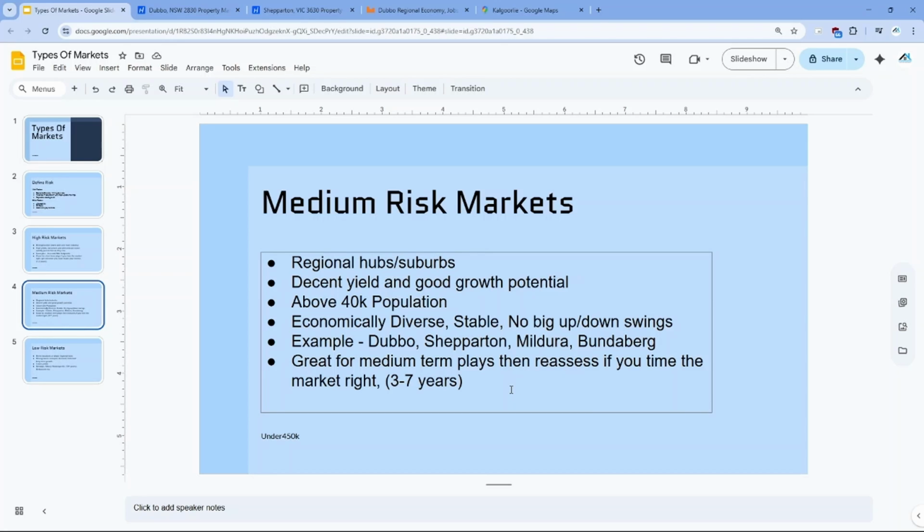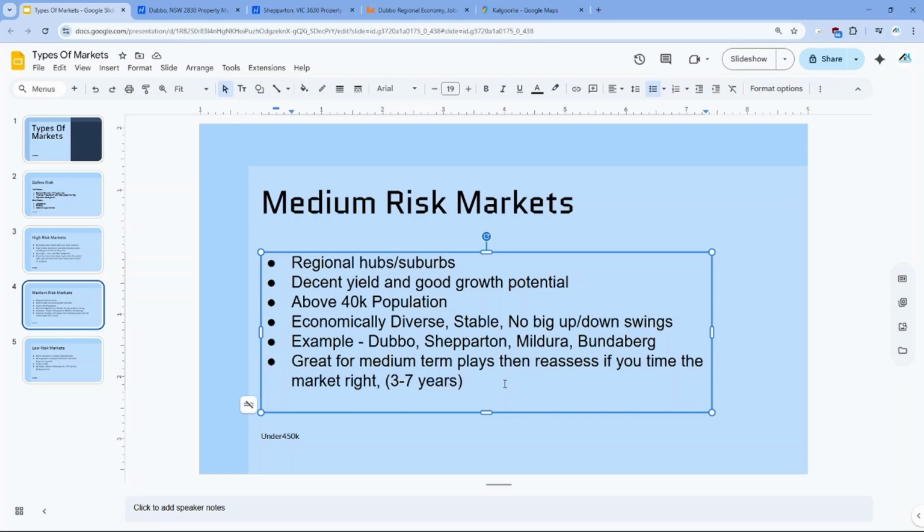But this is not all perfect sunshine and rainbows, because they are great medium-term plays, but you also need to reassess the market every so often. Every 3 to 7 years, we need to make sure the market is still holding up. We need to make sure it's still economically diverse. We need to make sure the population isn't decreasing or people aren't leaving the location, because that will have a negative impact on house prices. So while they will help you sleep more at night, you still need to be proactive and understand how well the market is currently performing. Are there any detracting factors that you should consider if you were looking to sell?